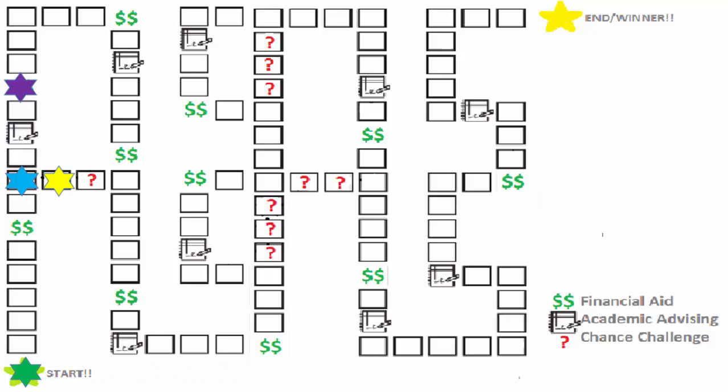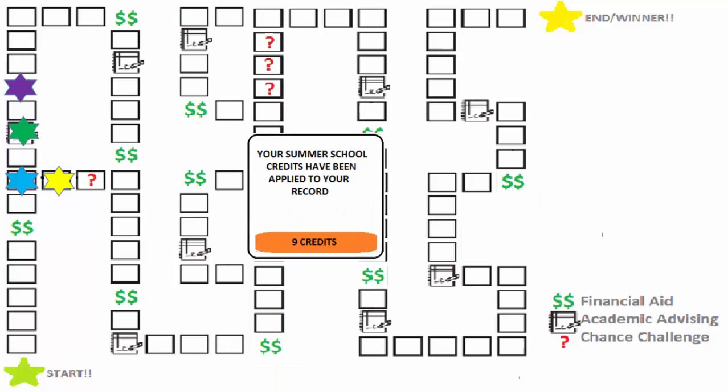The fourth and final player rolls a 6 and a 4, so they will proceed 10 spaces. They have landed on Academic Advising, where the player will draw a card from the deck. This card reads, your summer school credits have been applied to your record, and has the amount of 9 credits at the bottom. So this player will earn 9 credits and it will be added to their score sheet.